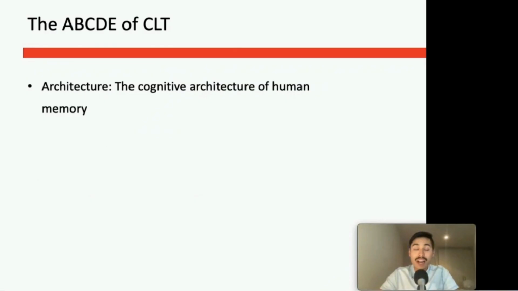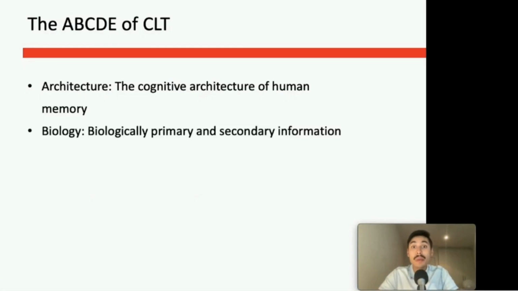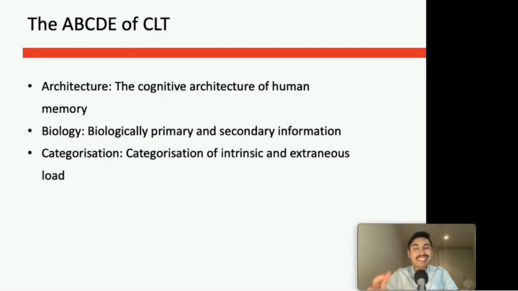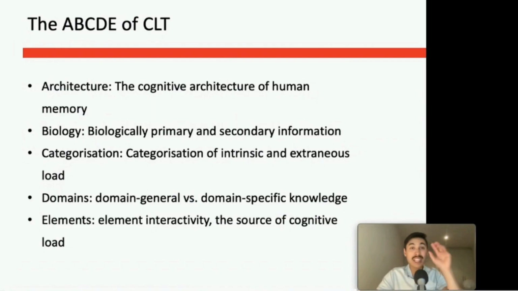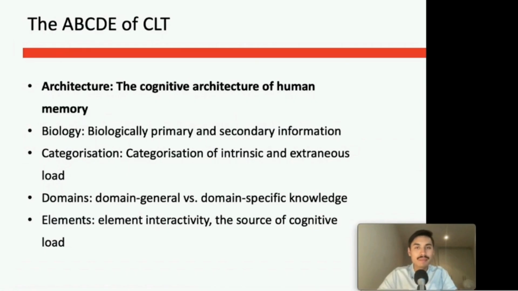So A stands for architecture, the cognitive architecture of human memory. B is biologically primary versus biologically secondary distinction. C relates to this key idea of the distinctions of intrinsic and extraneous load, and some people talk about germane load as well. D is the domains of knowledge. I won't have time to go into that one today, unfortunately. And E is elemental interactivity, which is one of my favorite ideas from cognitive load theory. So we will spend a little bit of time on that one today.